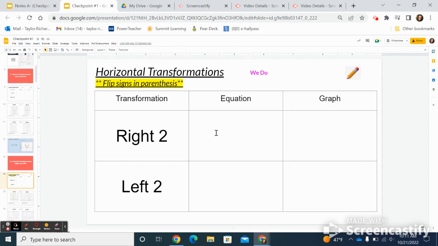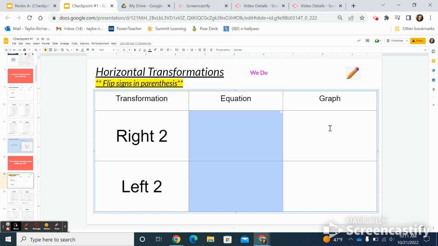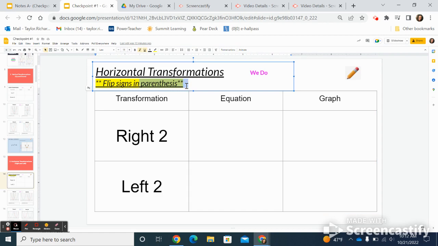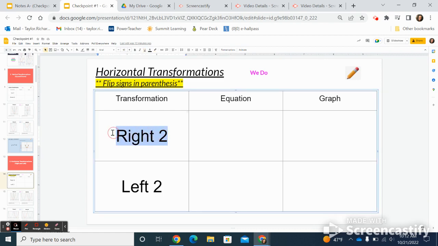Again, just like before, we're going to make equations for both right and left, and then we're going to find the graphs that show right and left. I would say horizontal is the trickiest one because it involves parentheses. And remember from last unit, whenever you have parentheses, your sign is going to flip. So it's going to be a little like opposite because we have parentheses, our sign has to flip.